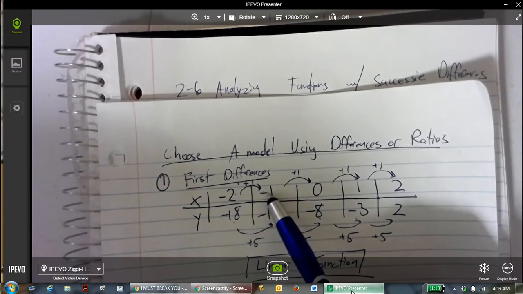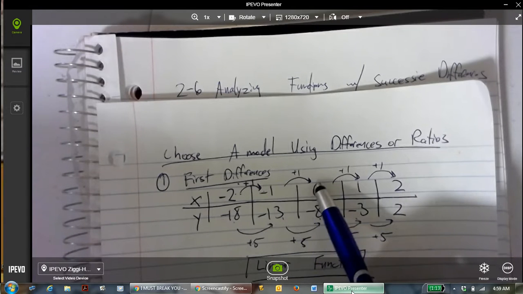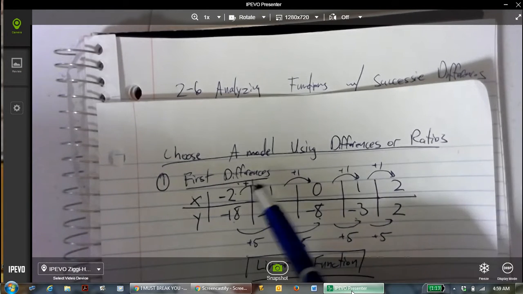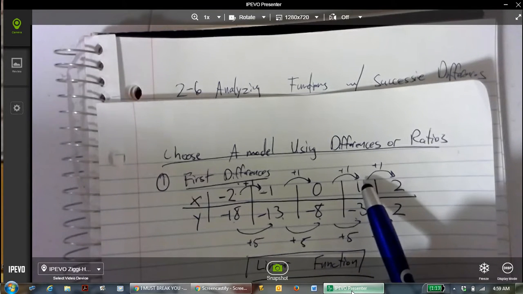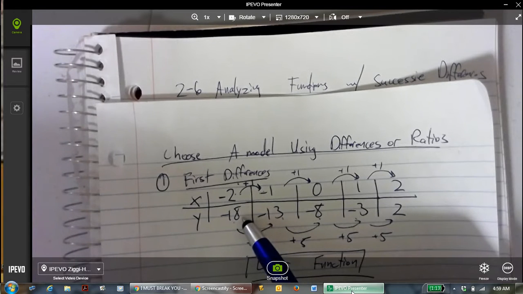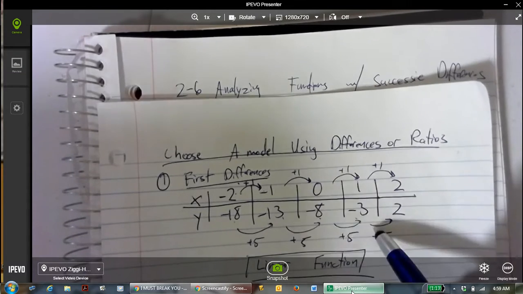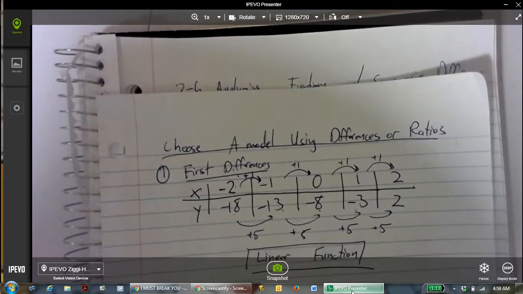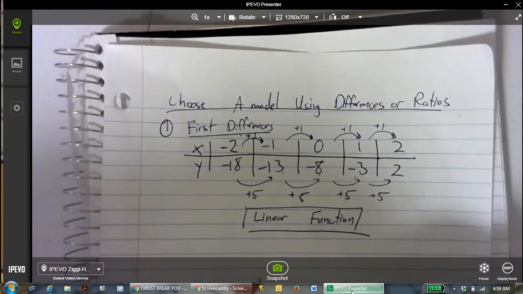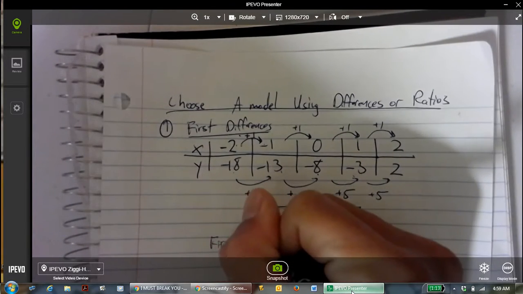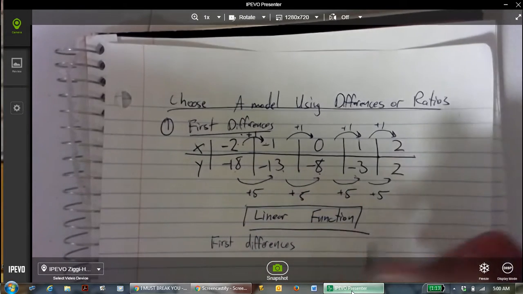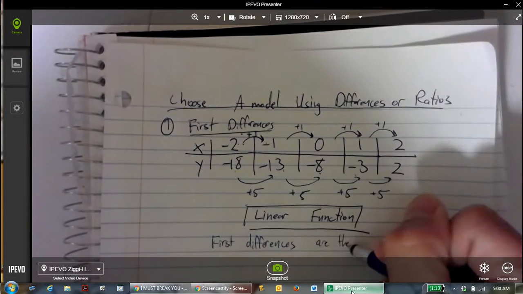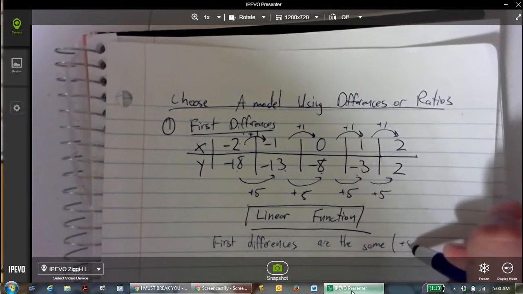As you're going to the right, your x value is going up by 1. That's not really significant, because your data table should hopefully go up by the same increment. What is of note is that as you're doing that with the x values, the y values are actually going up by a similar amount. If that's the case, we deem that a linear function because we say that the first differences, you'll see why we're calling it first differences, are the same. As in, it's just plus 5 every time.